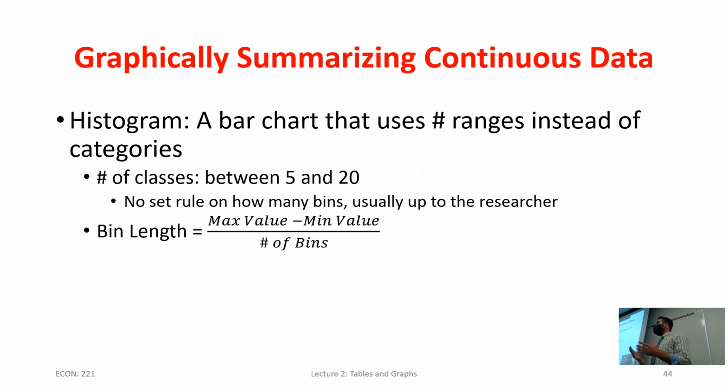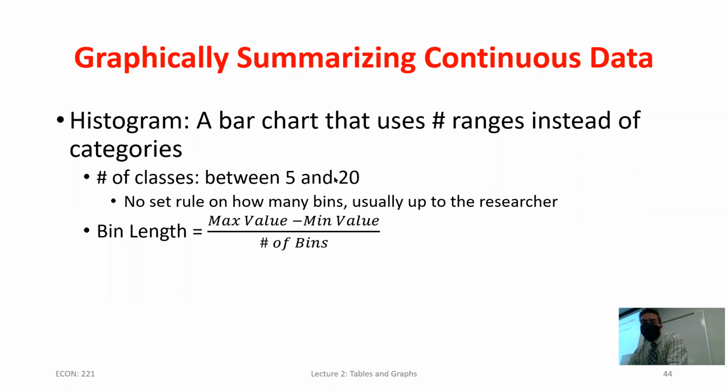How do I choose that bin length? In my example, I was just giving you a number, but a way to do it once you have the actual data is to use this formula right here. It'll tell me the quote-unquote optimal bin length to use. How do I find that? I take the maximum value of my data set, so the highest income, subtract the lowest value, my lowest income, and divide by the number of bins I want, something between 5 and 20.